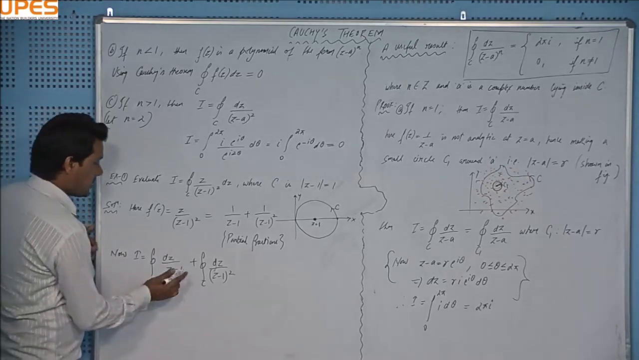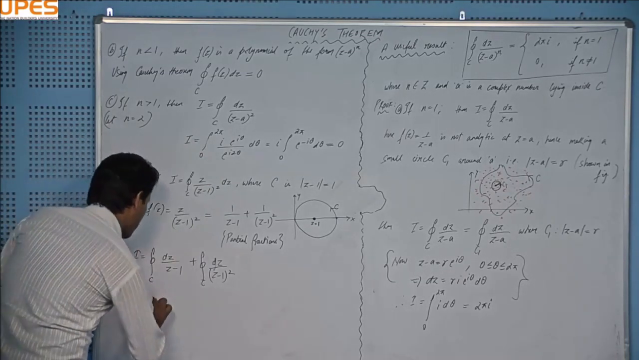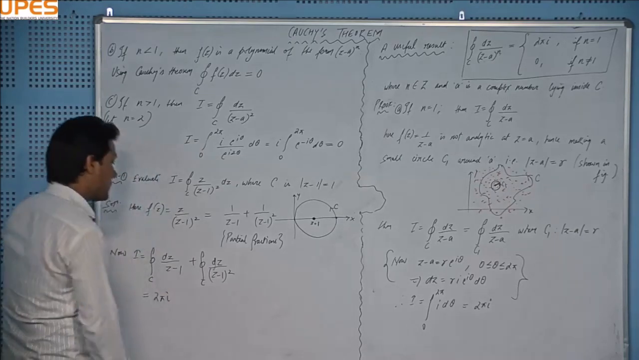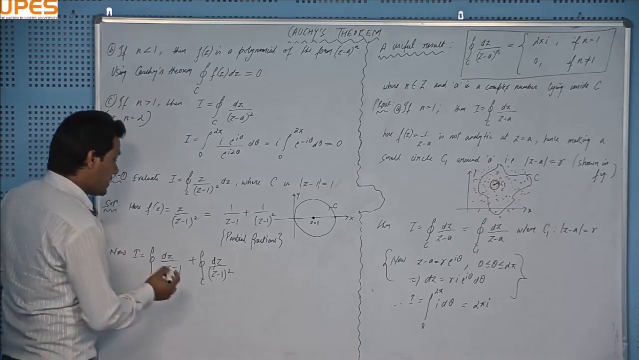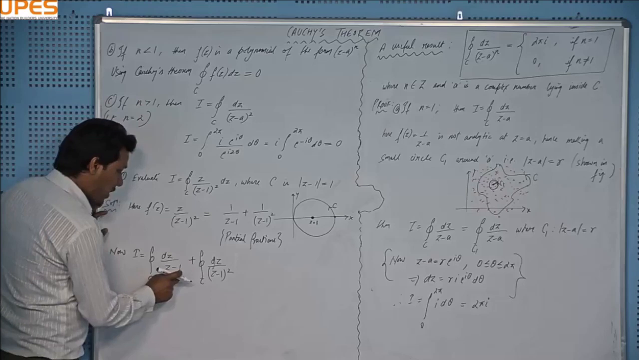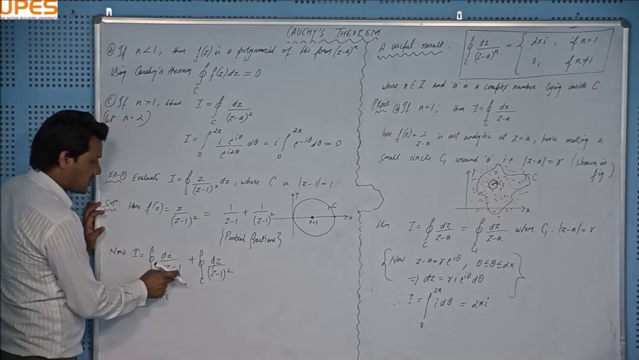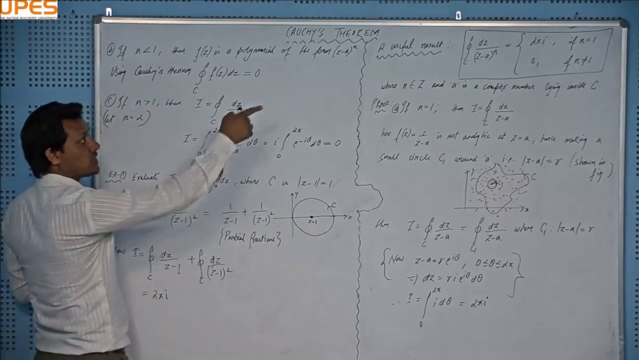You can match this. Here we have n equal to 1, the power is 1, so the answer will be 2 pi i. But before writing 2 pi i, you first ensure that this a equal to 1 is lying inside this curve C. You can see that 1 is lying inside C, then you can use that formula.